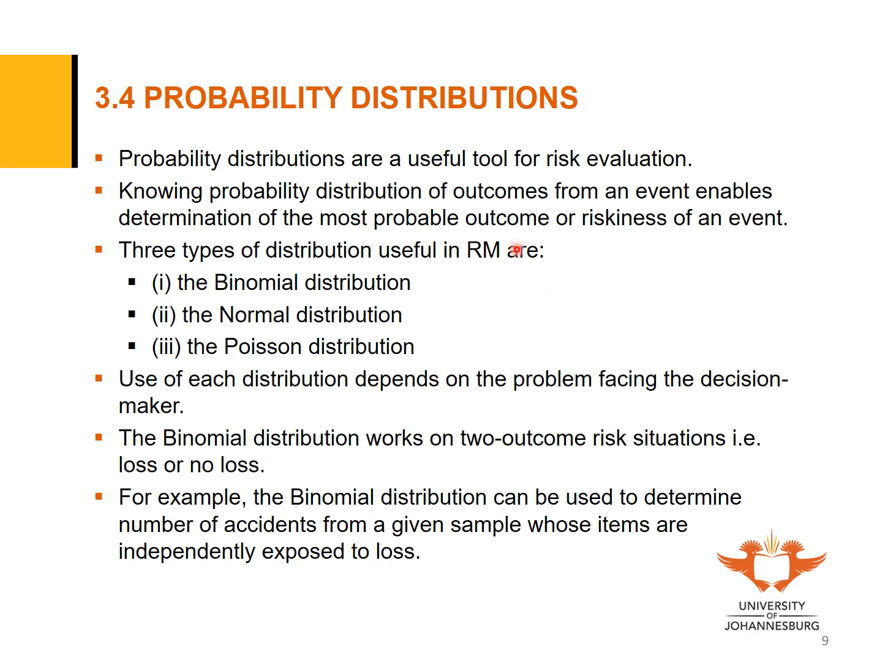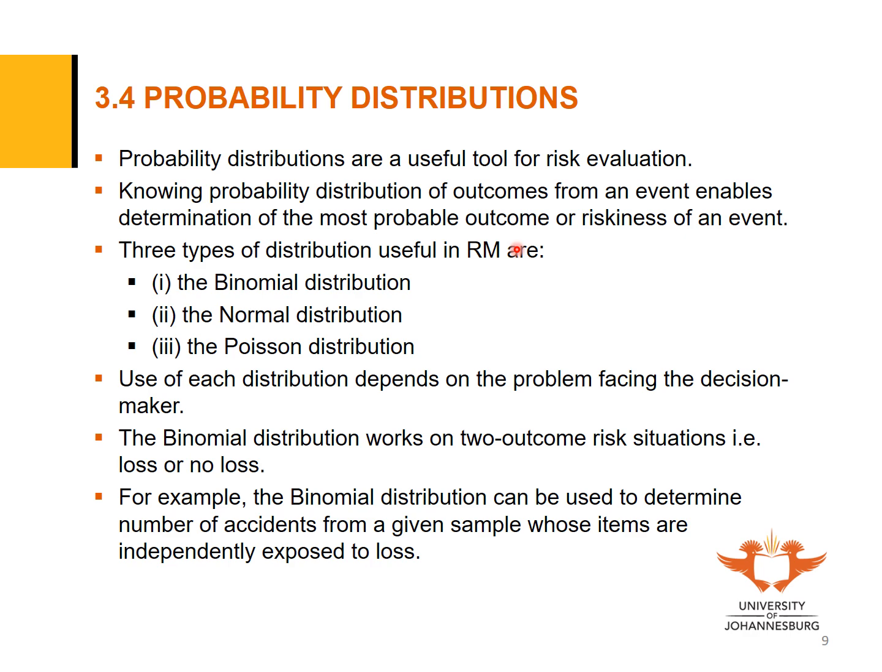The next tool we're going to discuss is probability distribution. Now, this is a useful tool for risk evaluation. So knowing the probability distribution of outcomes from an event enables the determination of the most probable outcome, or alternatively, determining the riskiness of this particular event. So there's three types of distribution, specifically looking at risk management. You have the binomial distribution, the normal distribution, and the Poisson distribution. Now, using each of these distributions depends on what problem is facing the decision maker.